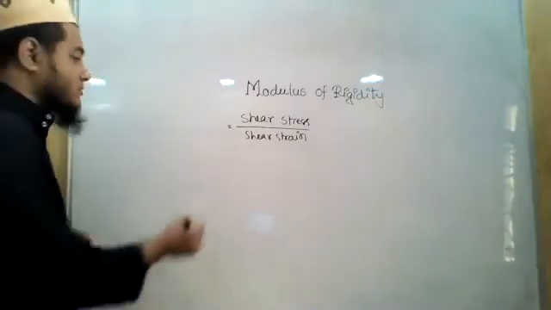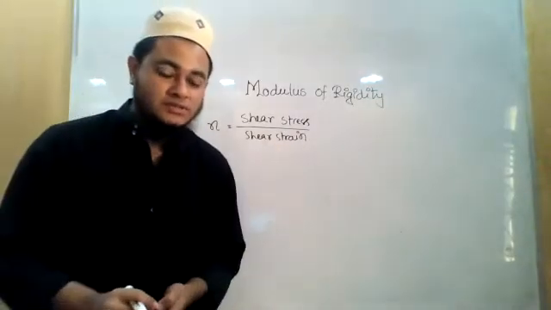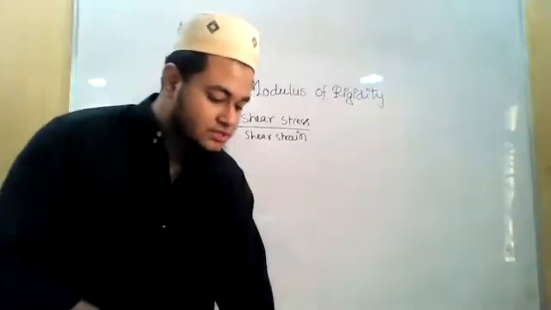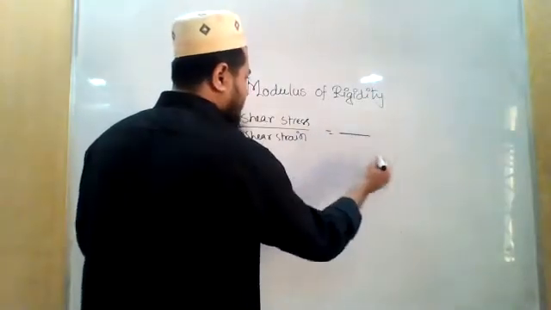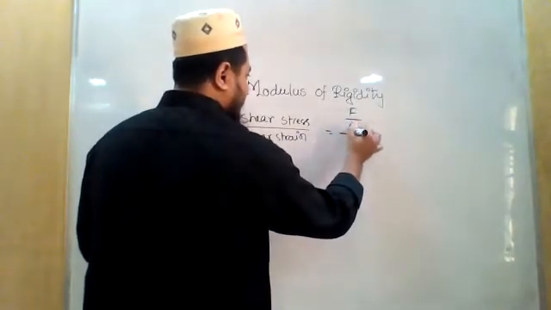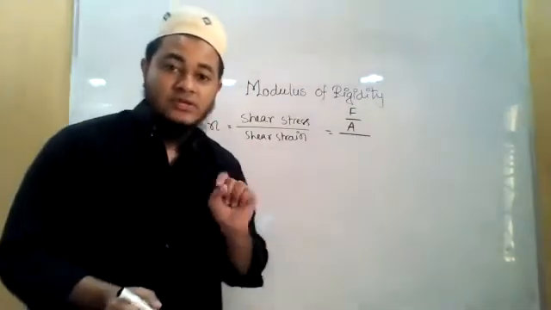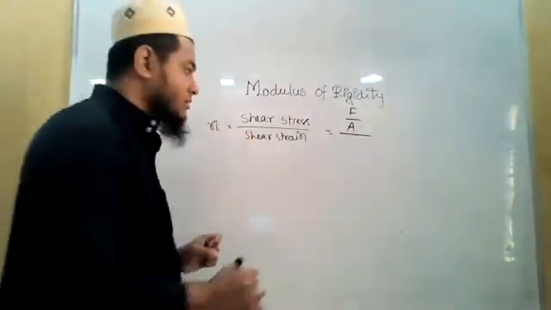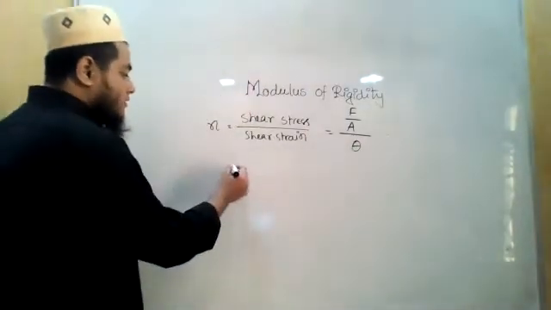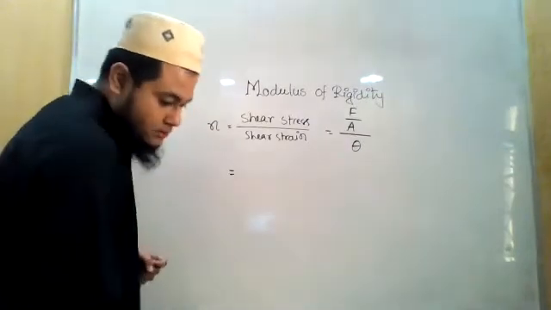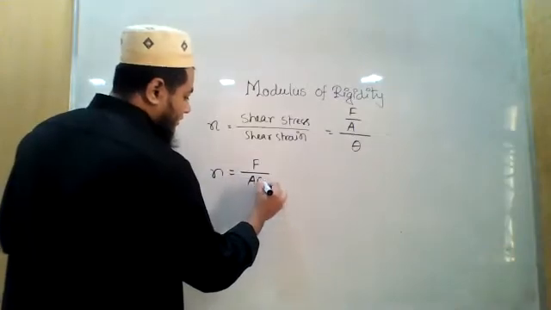Now we express it by N, shear stress divided by shear strain. Shear stress is similar to pressure, so it will be F divided by A, force divided by area. And the shear strain is the angle, theta. So from here, I can write N is equal to F by A theta.